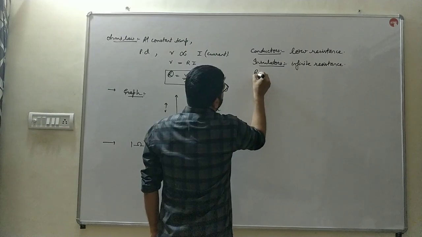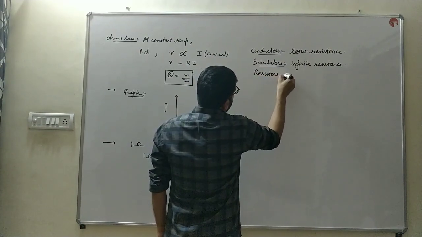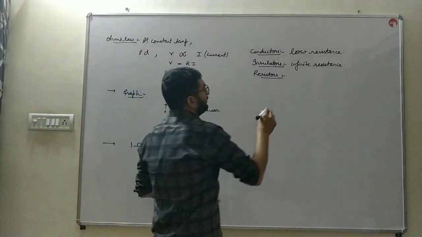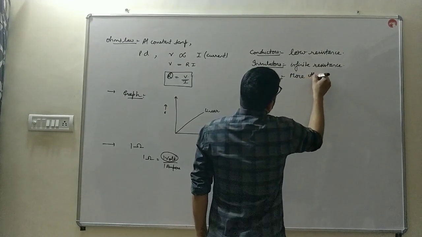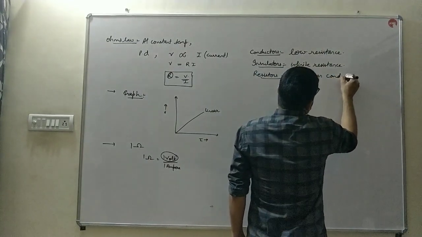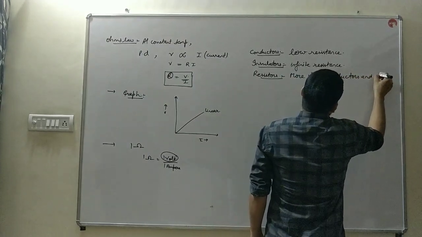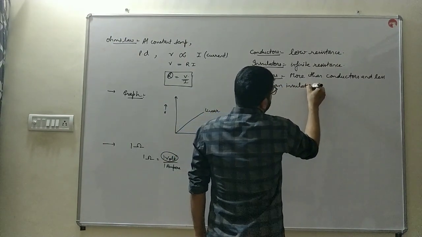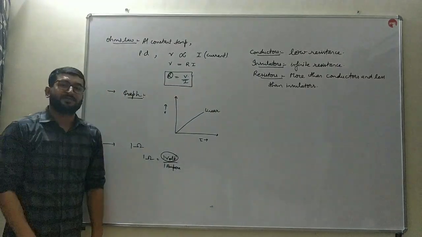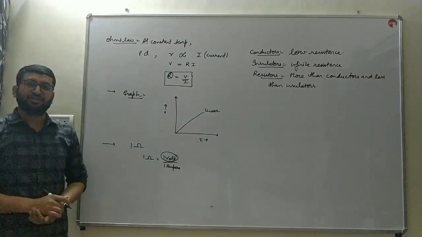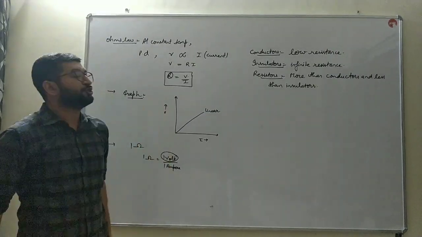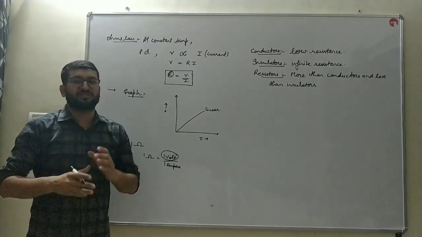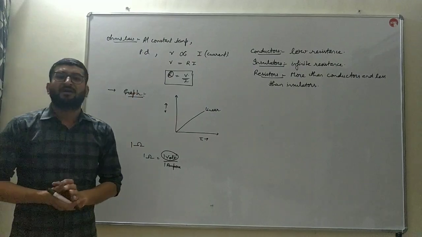Next बच्चों, resistors. The materials which have appropriate resistance. What do you mean by appropriate? Which have more than conductors and less than insulators. So they have appropriate resistance. They have an appreciable amount of resistance, neither too high nor too low. Those materials are known as resistors. Like the heating elements, they are included in the resistors. So this is the differentiation of the materials on the basis of Ohm's law.